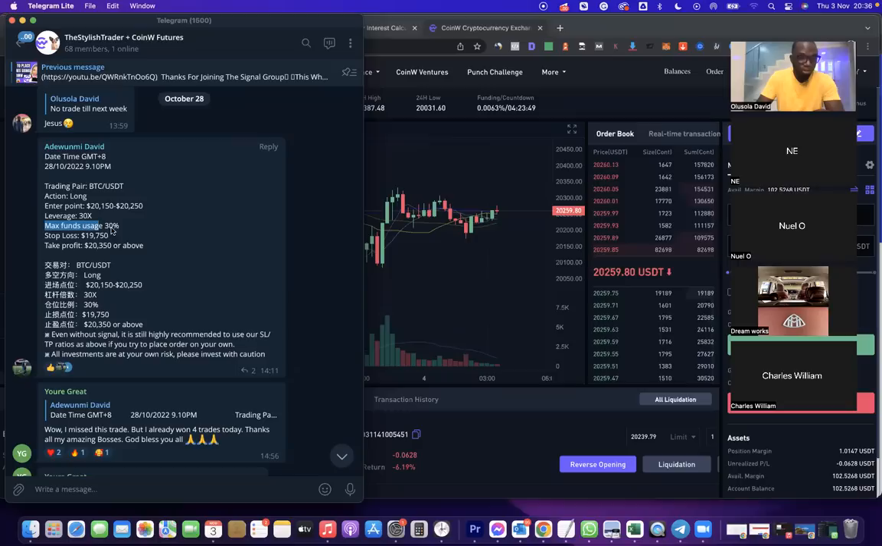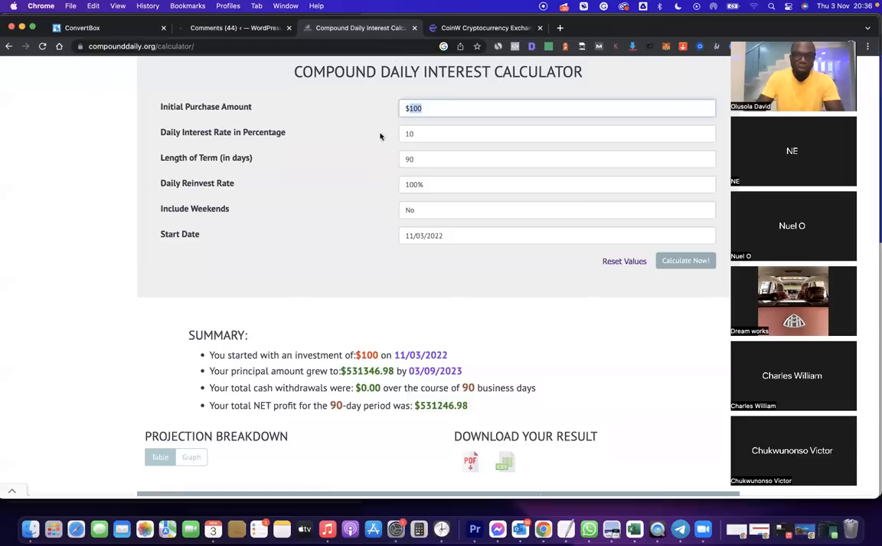Max fund usage is 30%. So this means we're going to be using 30% of our funds. Let me go back to the calculator. For those that are starting with $100, that means we are not going to be trading with the whole of this $100. So in your own case, what you're going to be using is the $30. I'm going to put $30 here, then we calculate it.